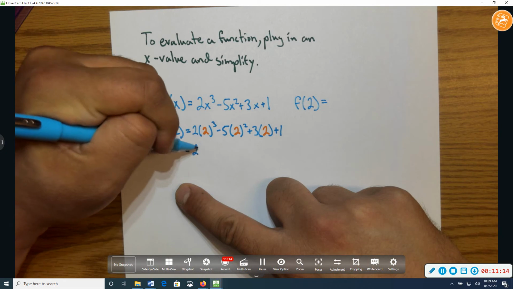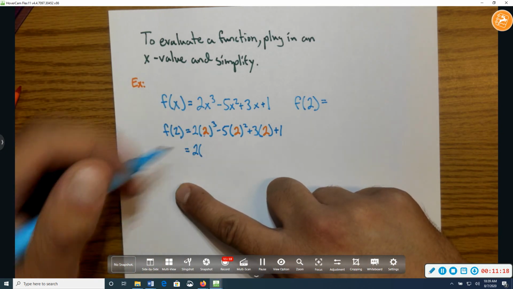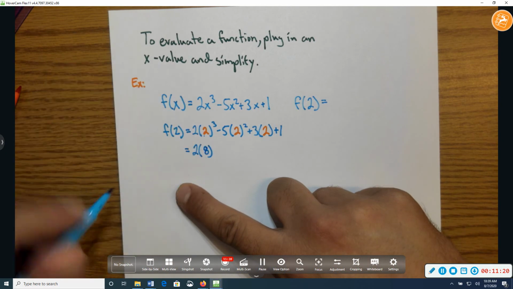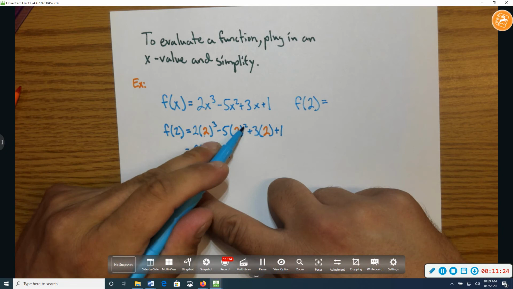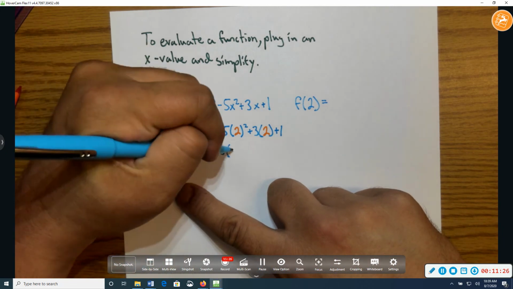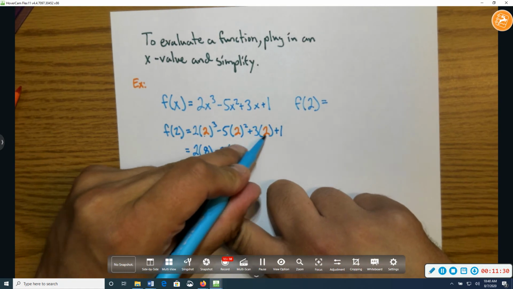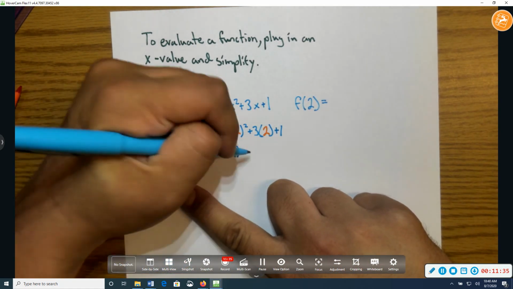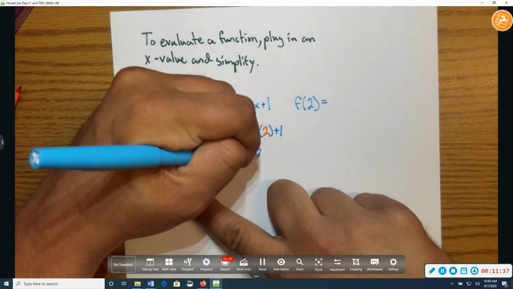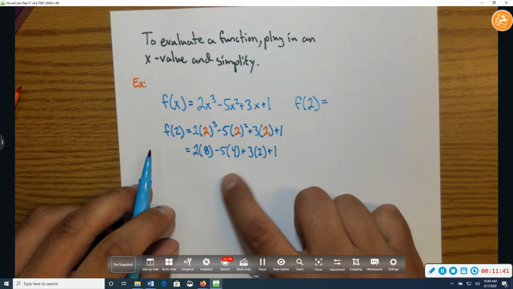So 2 times, let's see, 2 cubed is 2 times 2 times 2, which is 8. So 2 times 8 minus 5, and then 2 squared is 2 times 2, which is 4, plus 3 times 2. We can just go ahead and do that right here. Let's just keep it like this, and then we'll do our multiplication in the next step.